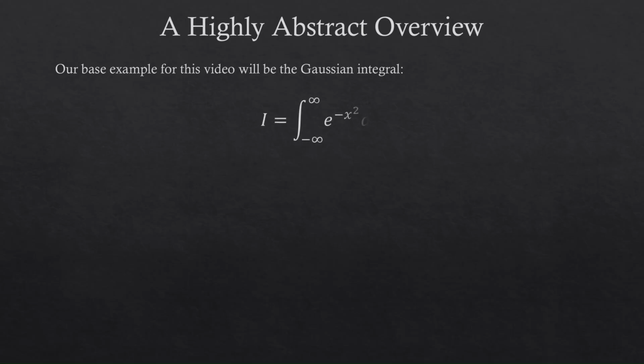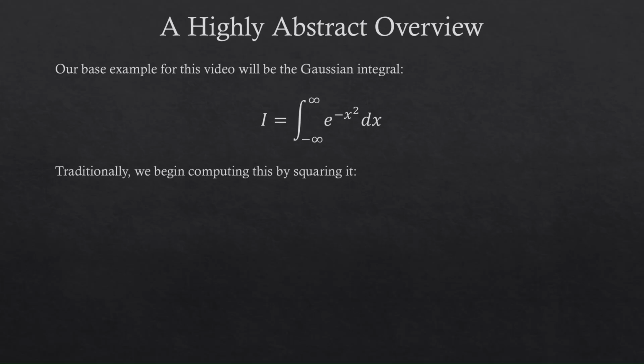We're going to start off with a highly abstract overview in terms of the Gaussian integral, which is going to be our base example for the beginning of this video. That is that the integral I is equal to the definite integral from negative infinity to infinity of e to the negative x squared dx.